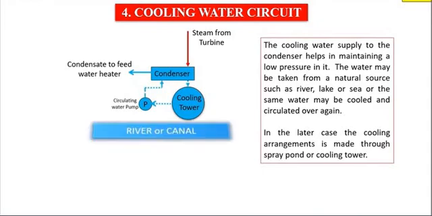Sometimes, if there is a river or canal nearby, we can circulate the water from the river or the canal. So here, the cooling water supply to the condenser helps in maintaining a low pressure in it. The water may be taken from a natural source such as a river, lake or sea, or the same water may be cooled and circulated over again. In the latter case, the cooling arrangement is made through a spray pond or cooling tower.